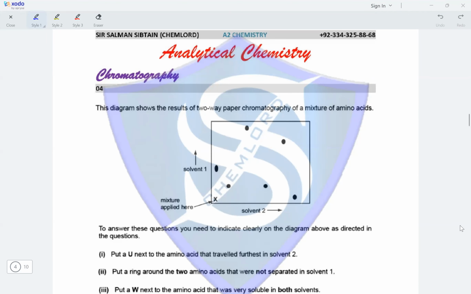Question 4. The diagram shows the results of two-way paper chromatography of a mixture of amino acids. So when solvent 1 was used, the spots moved upwards. When solvent 2 was used, the spots moved towards the right.